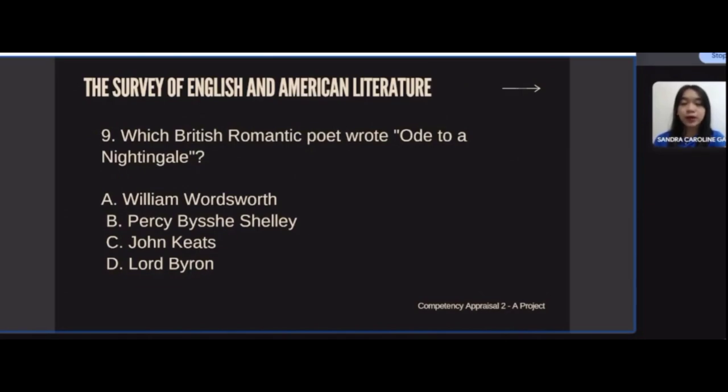Keats is known for his rich odes, particularly Ode to a Nightingale, reflecting on beauty and mortality. Letter A, William Wordsworth, emphasized nature and common language. Letter B, Percy Bysshe Shelley, is more political in tone. And letter D, Lord Byron, is known for narrative poetry like Childe Harold.